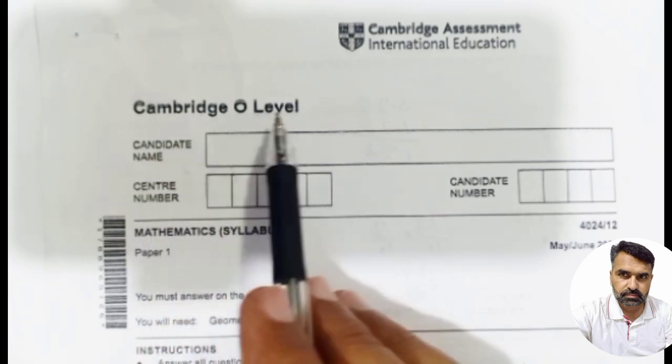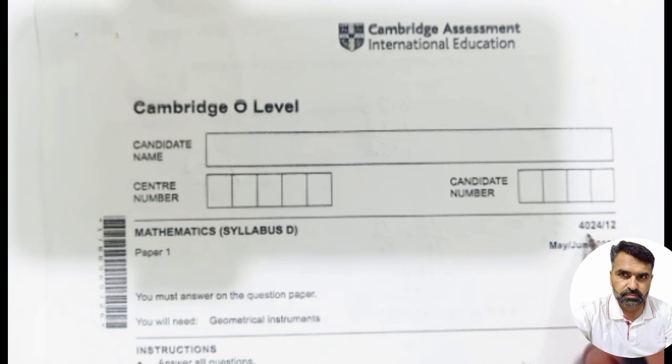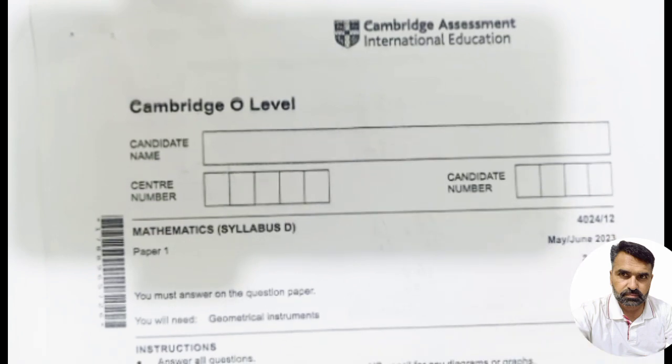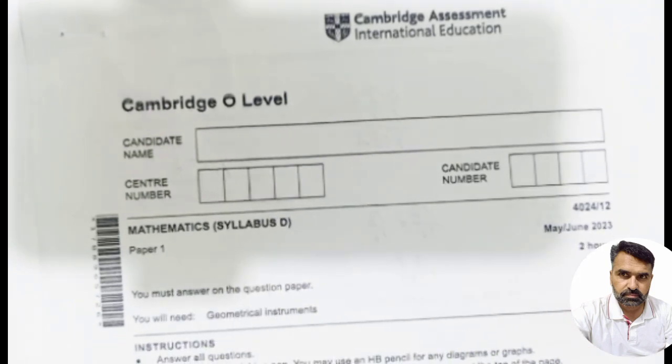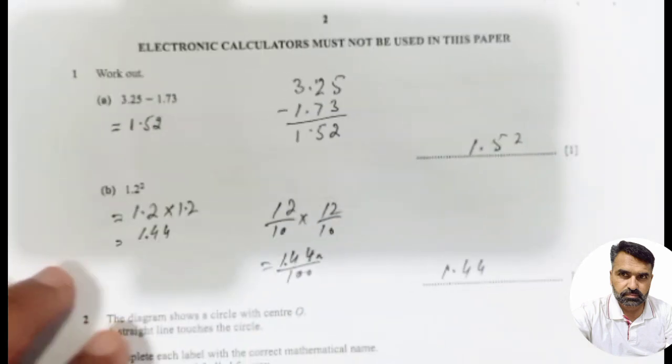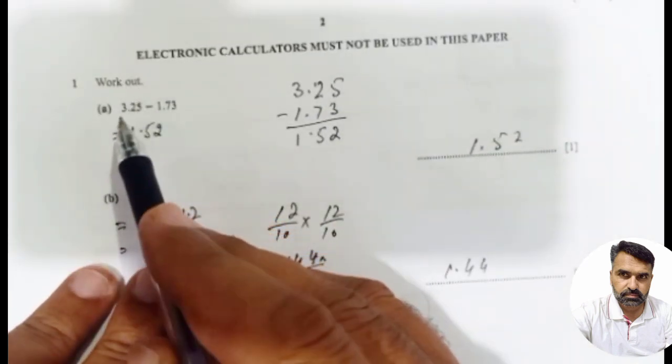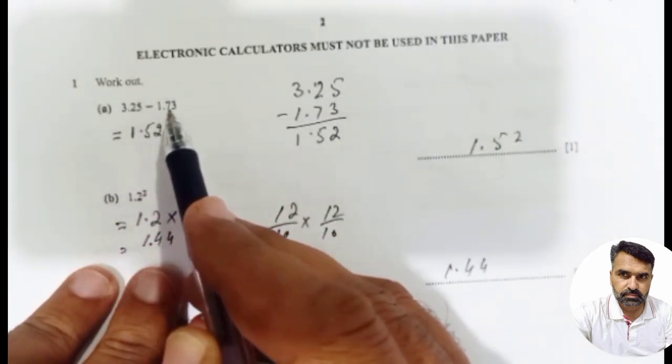Dear students, Cambridge O Level Mathematics, code 4024/12, Paper 1, May/June 2023. Students, question number 1 is: work out 3.25 minus 1.73.